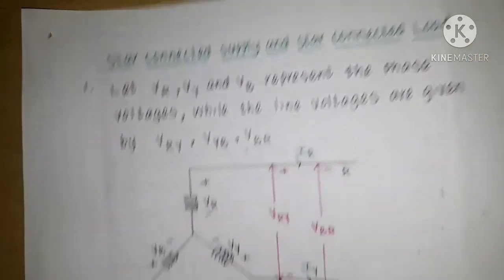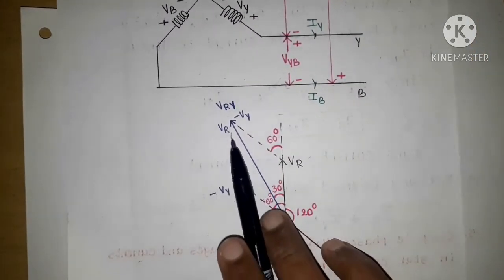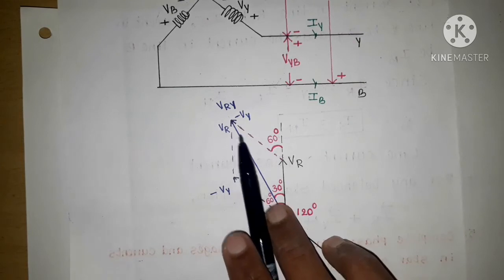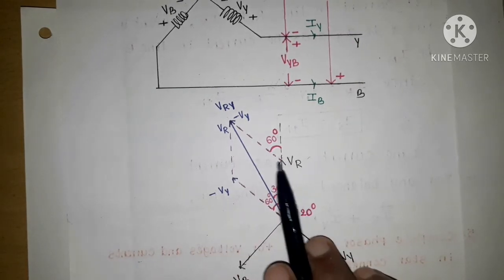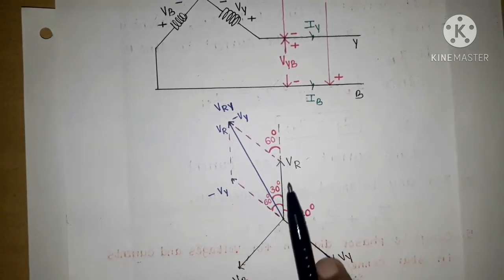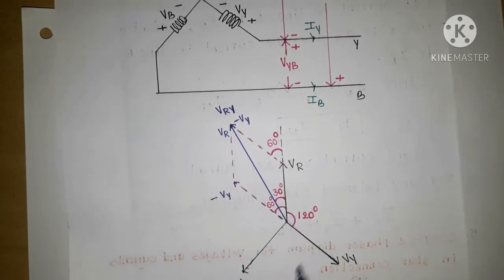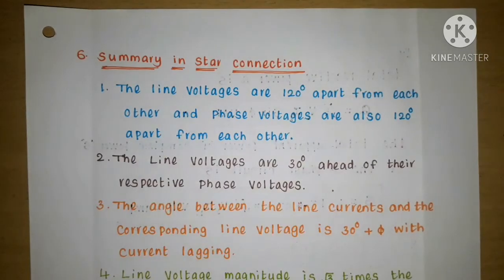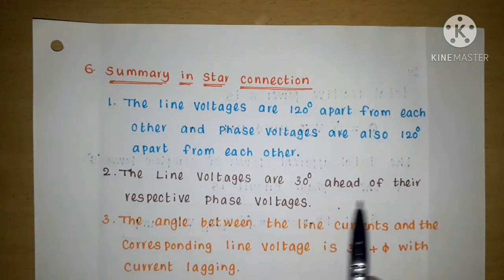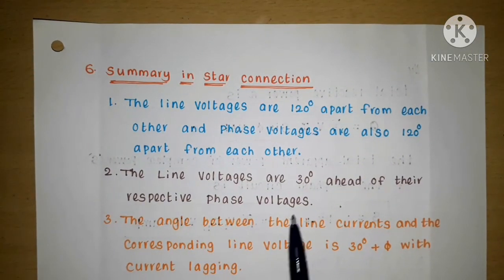So here you can see that VRY is the line voltage and VR is the phase voltage. Line voltage VRY is ahead of the phase voltage by 30 degrees. So that is the second point: line voltages are 30 degrees ahead of their respective phase voltages.